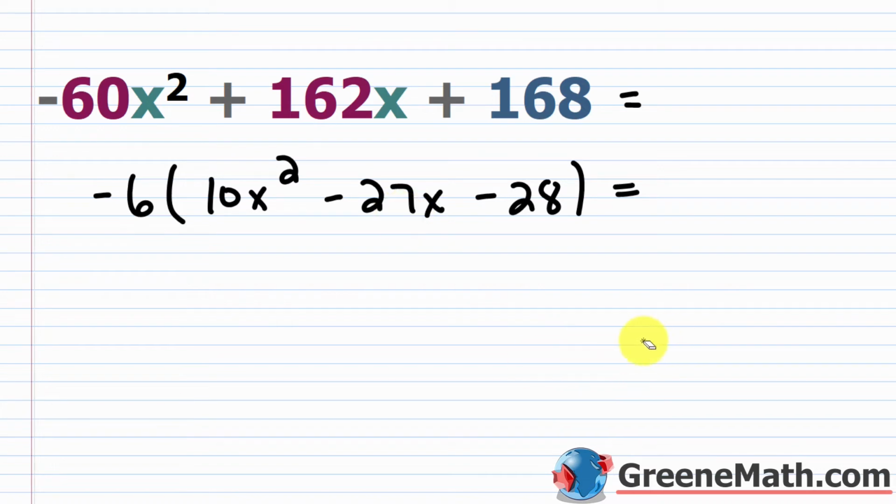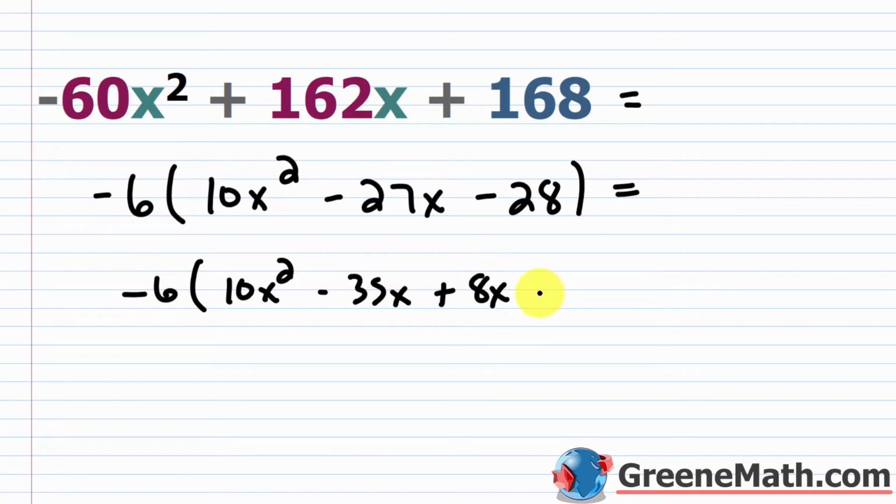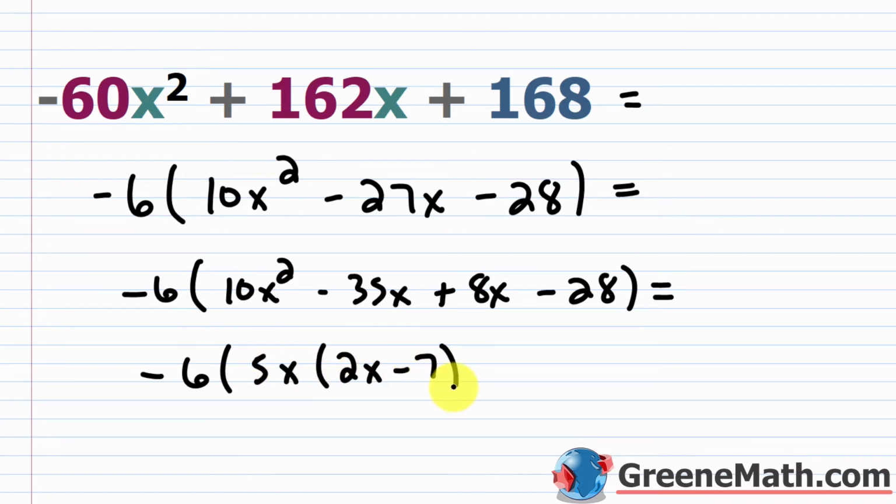Now, let's get rid of this. We know our integers. You have negative 6 on the outside. You'll have 10x squared, and then again, we had negative 35x, and then plus 8x, and then minus 28. Okay, close that down. So let me put this negative 6 out in front. Inside from the first group, you could pull out a 5x. So I pull out a 5x, and that would leave me with 2x minus 7. Then from the second group, it looks like I can pull out a 4. So let me put plus 4 here. So that would give me 2x minus 7.